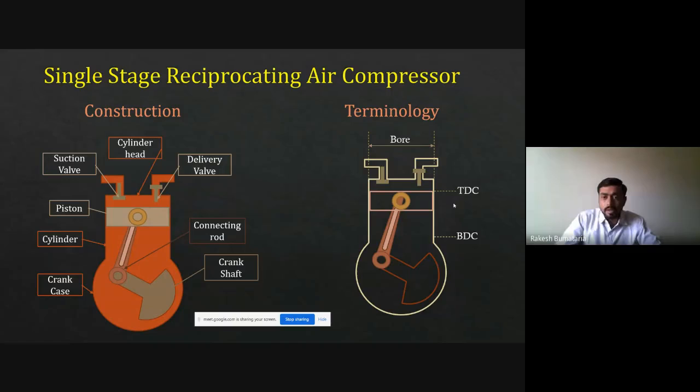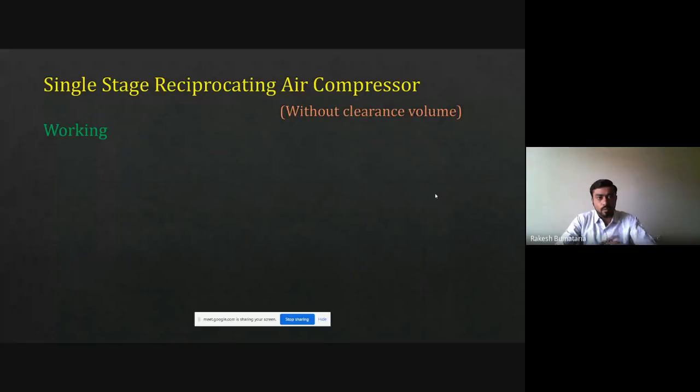Then the distance, another most important terminology. The distance between TDC and BDC is known as stroke. When the piston travels from TDC to BDC, or from BDC to TDC, it is known as a stroke. These are the most important terminologies. Let's start with the working of a single stage reciprocating air compressor.